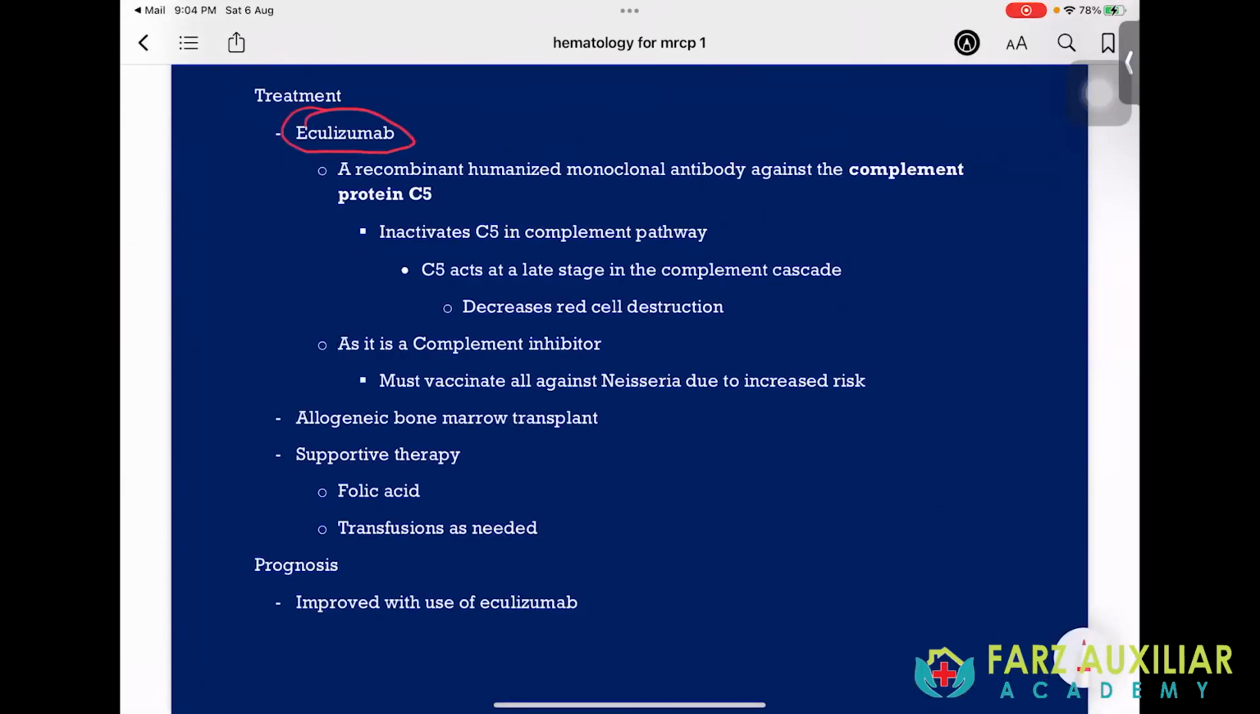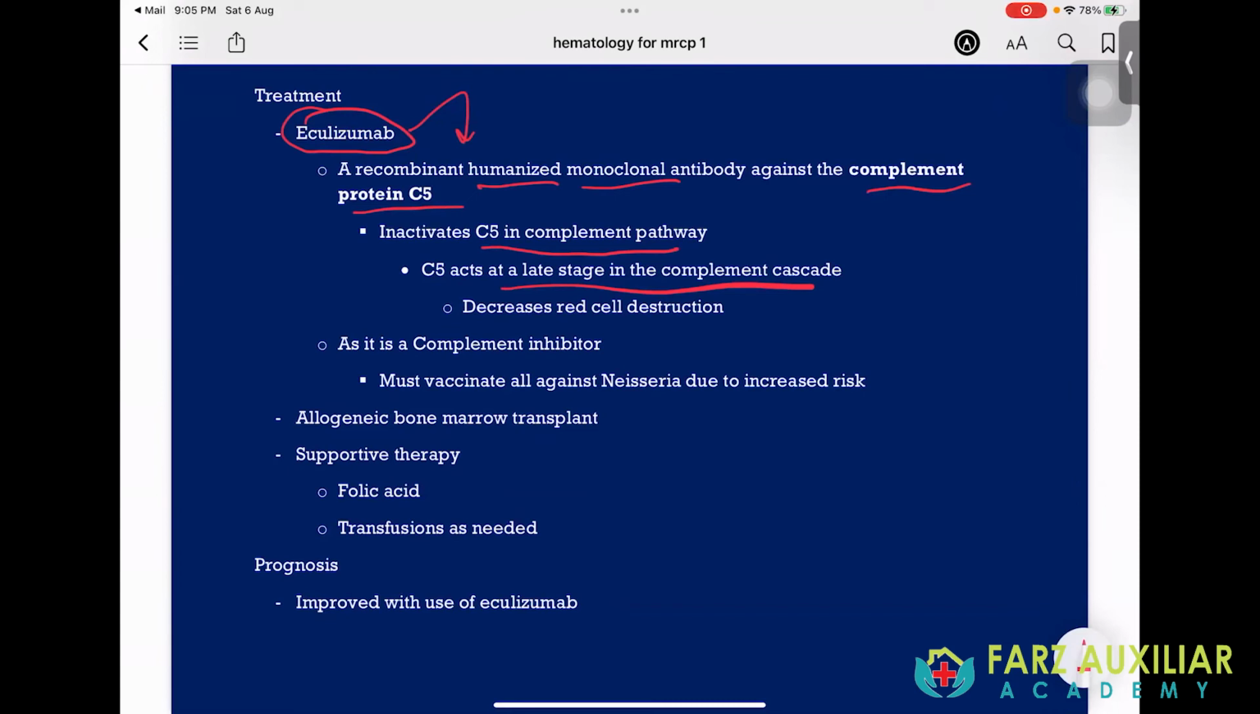There is eculizumab. Now the eculizumab, as we just discussed, these RBCs are destroyed by complement mediated pathways. So the best thing is to treat them with something which does not let the complement get activated. So eculizumab is a recombinant humanized monoclonal antibody against complement protein C5. Now C5 is inactivated. C5 acts at the last stage of the complement cascade, and if you block the C5, that means you block the complement mediated hemolysis.